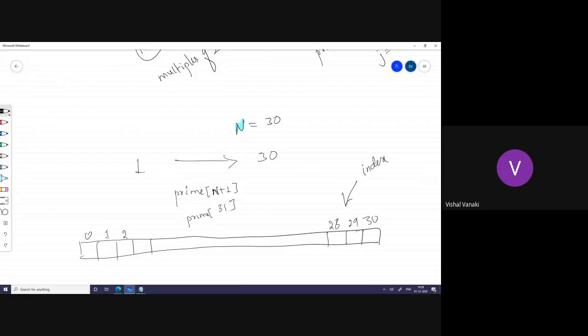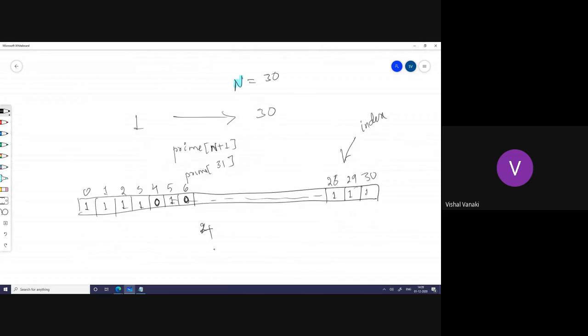Initially I will fill 1 into every memory. Then I will take first 2 and start removing multiples of 2. The multiple of 2 is 4, so wherever index 4 is there, I will make that element 0. Next is 5, which contains 1, then 6, so multiples of 2, I will make all of those 0. Similarly, multiples of 3, I will start from 9. I will make every number 0 if it is a multiple of a prime number.